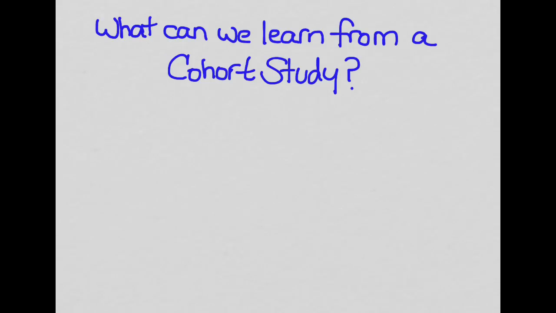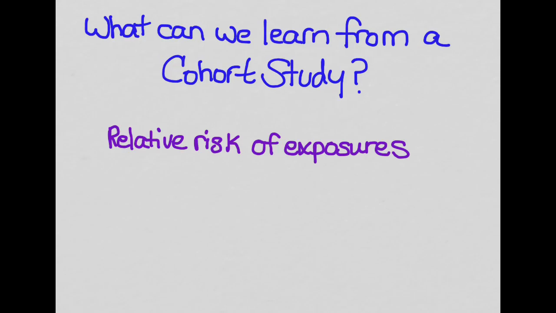So what can we learn from a cohort study? Well, we know we can learn the relative risk of an exposure, and we can learn the relative risk of many exposures in a good cohort study for many outcomes. So relative risk we know because a cohort study, unlike case control or cross-sectional, gives us incidence data, and that's what we need to calculate relative risk. And so it's also what we need in order to understand causality.